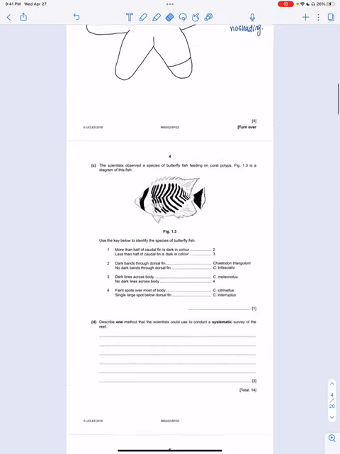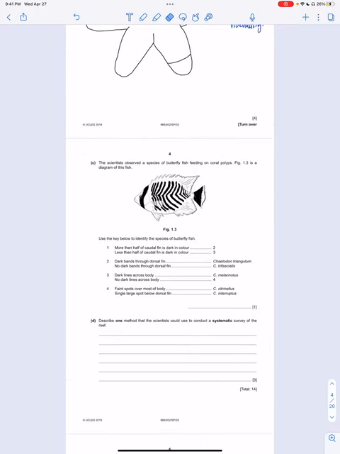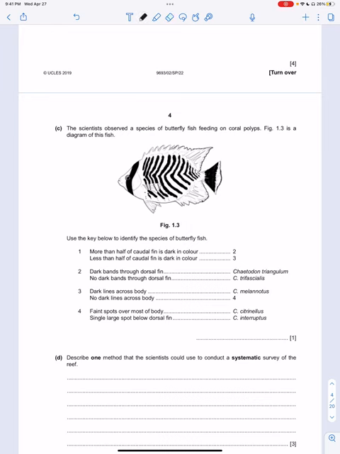Okay, we did this in class together. So you're looking at a species of butterfly fish. This is using a dichotomous key. You need to figure out what kind of organism it is. Dichotomous keys give you two contrasting statements to decipher and essentially weed one out from the other. Okay, so use the key below to identify the species of butterfly fish.